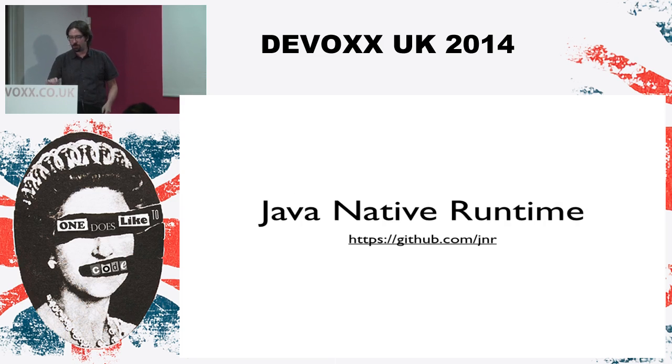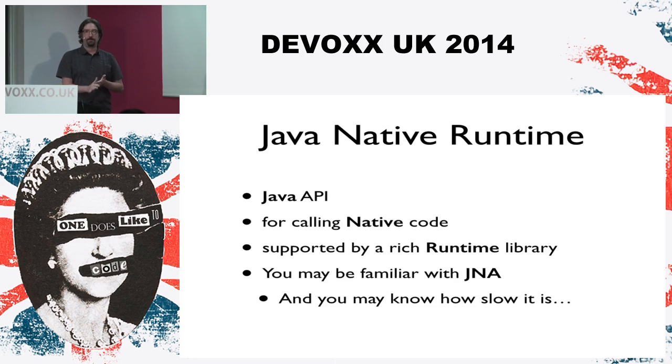And so the main library I'm going to talk about today is the Java Native Runtime. And there's the GitHub project, or the GitHub organization, for all the sub-projects. So the Java Native Runtime is a Java API, plain Java API, for calling native code. Native function calls, loading native libraries, allocating and managing native memory. Supported by a set of rich runtime libraries, libraries that pre-bind some things for you, libraries that handle similar sorts of operations like sockets and whatnot.